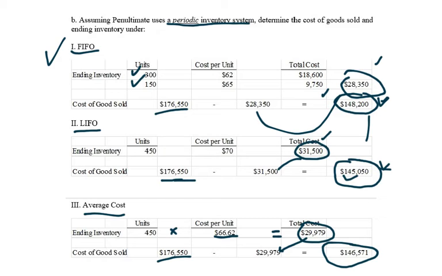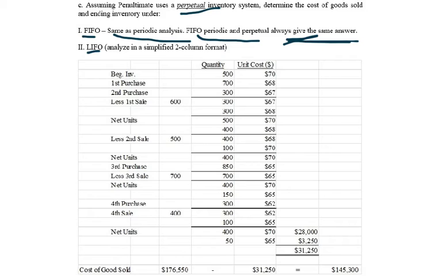But if you do the perpetual analysis, if the proof works out, it will give you the same numbers. In other words, we'll get $28,350 for ending inventory, $148,2 for cost of goods sold. Now remember, that will not be true for last in, first out. Now remember, I showed you this crazy 9-column format in the handout for this chapter, this homework. So there's an actual way you can tackle a LIFO analysis in a 2-column format, and then you convert it to basically 3 at the end when you need the total cost. So that's what you're looking at here.